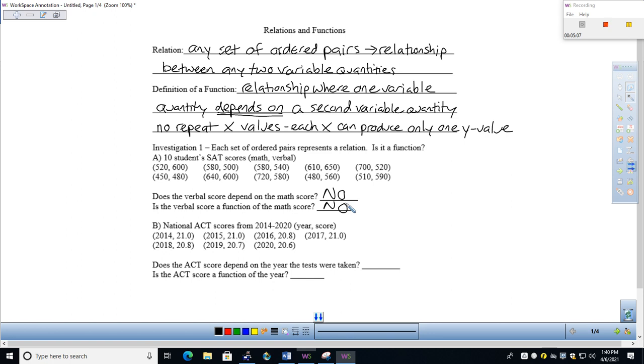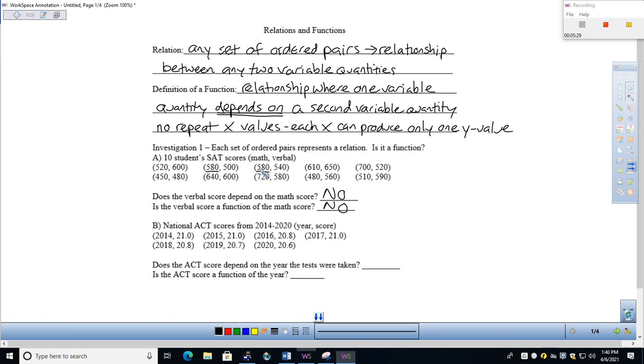Now, let's take the context out of it for just a second and just look at the 10 ordered pairs that you see right here. If I just gave you those 10 ordered pairs with no context whatsoever, you would still mathematically say that it does not represent a function because in this particular case, I have a repeat of the x values. So this 580 right here cannot produce two different y values. That's what I wrote right here, no repeat of x's. Each x can produce only one y.